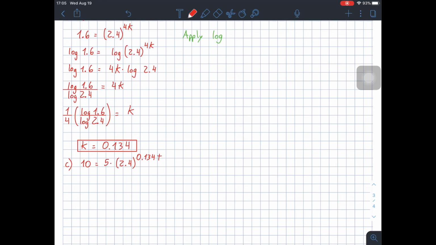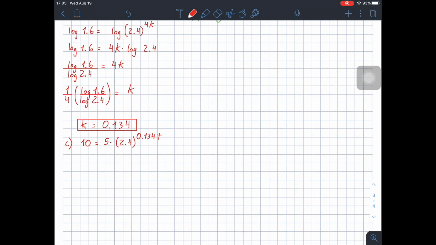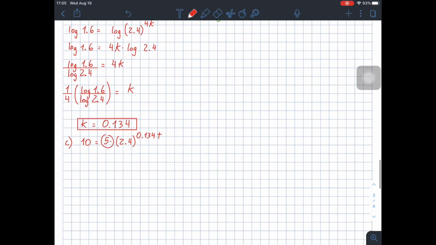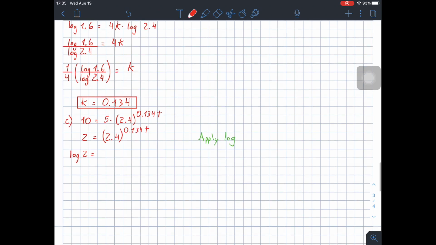So in this case, we need to solve for t, and the process is exactly the same. We're going to need to apply logarithm in order to solve for t. The first thing I'm going to do is take the 5 dividing here. 10 divided by 5, that's 2. So 2 is equal to 2.4 to the power of 0.134 t. Then I will apply logarithm, apply log to both sides. So this would be log of 2 is equal to log, and to make this a little bit faster, I'm going to write it like this already, taking the exponent down, times log of 2.4.